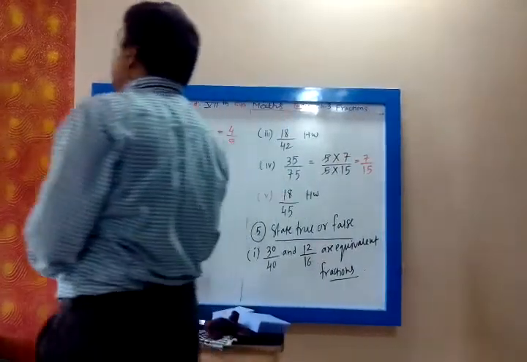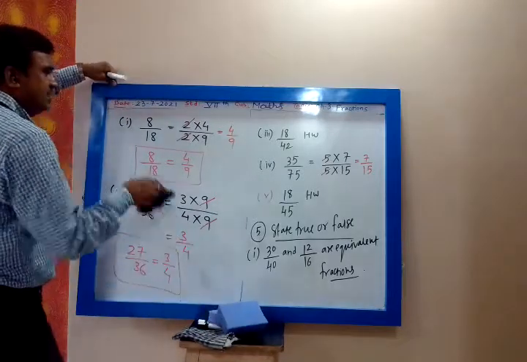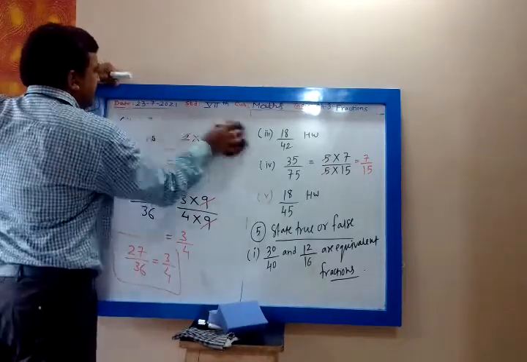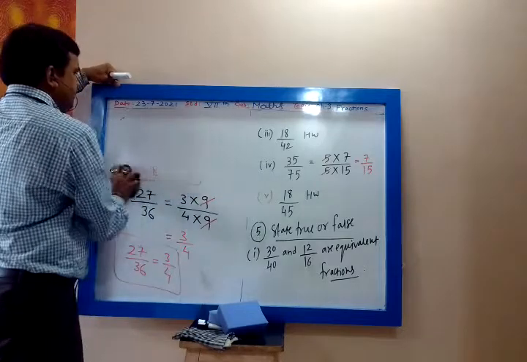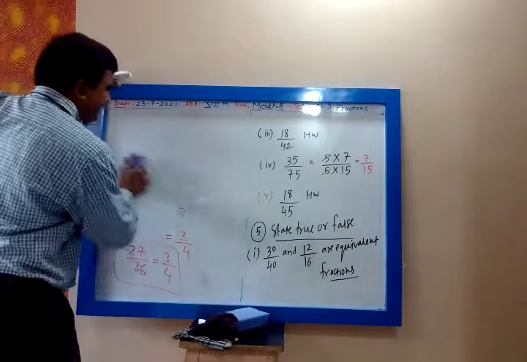Equivalent fraction means they have the same lowest term. So you have to find the lowest term of both the fractions. If the lowest terms of both the fractions are equal, then they are equivalent fractions.